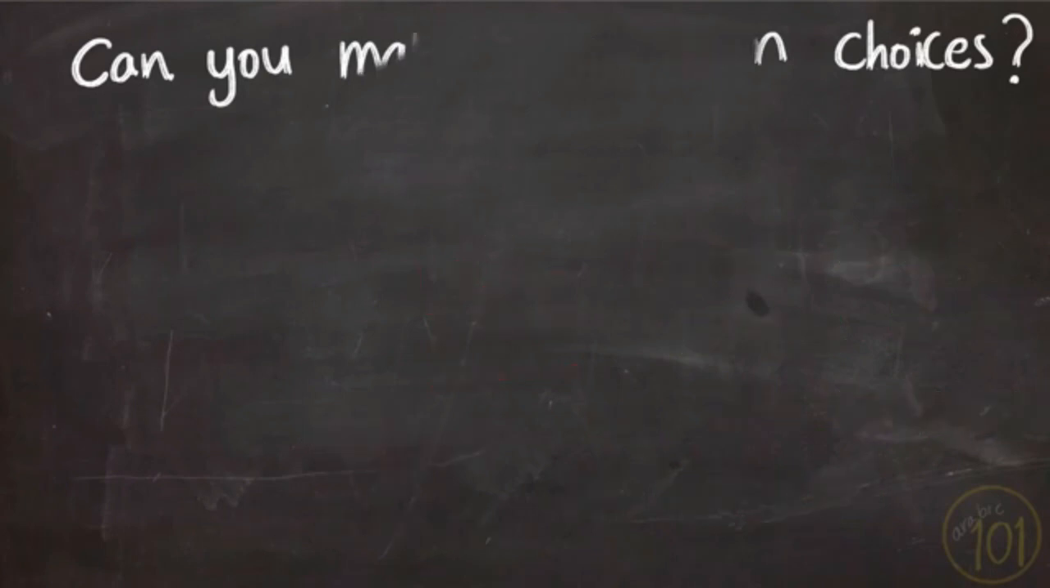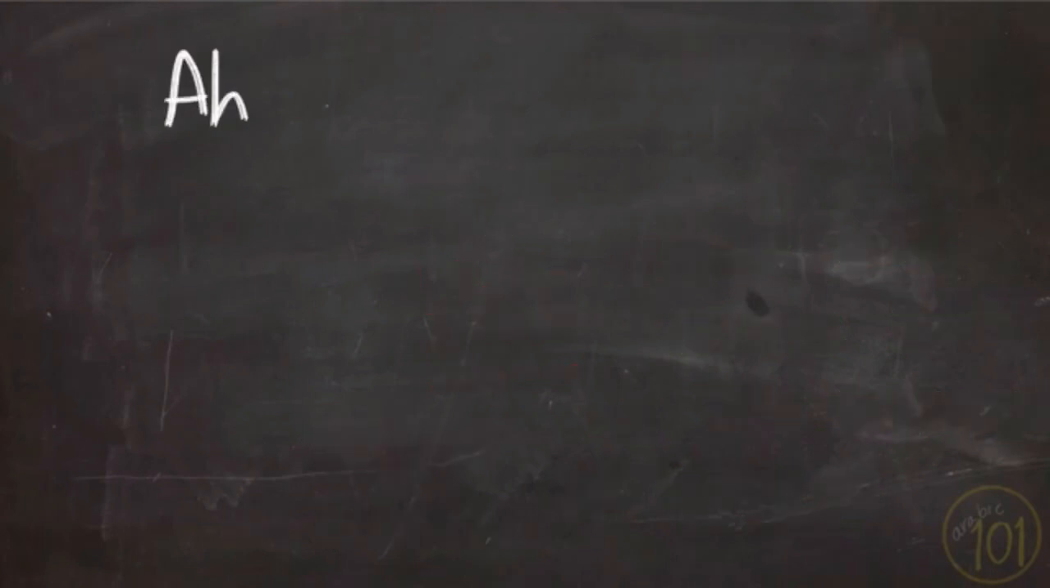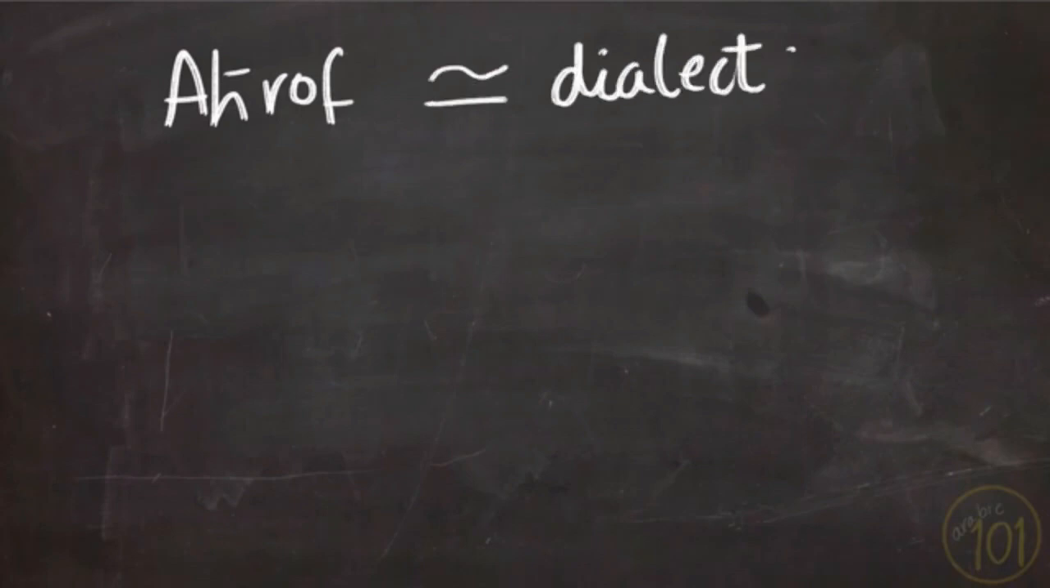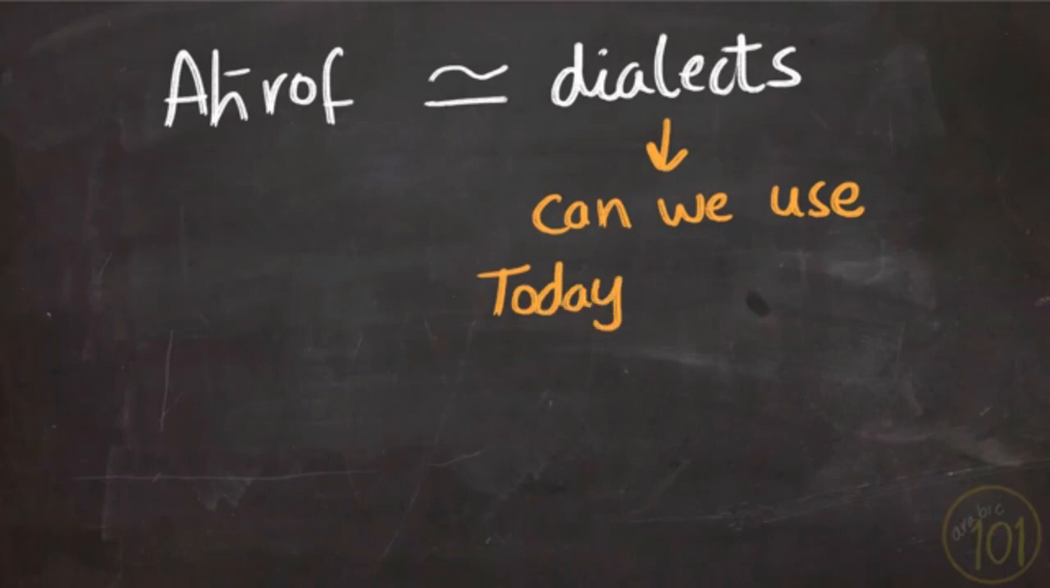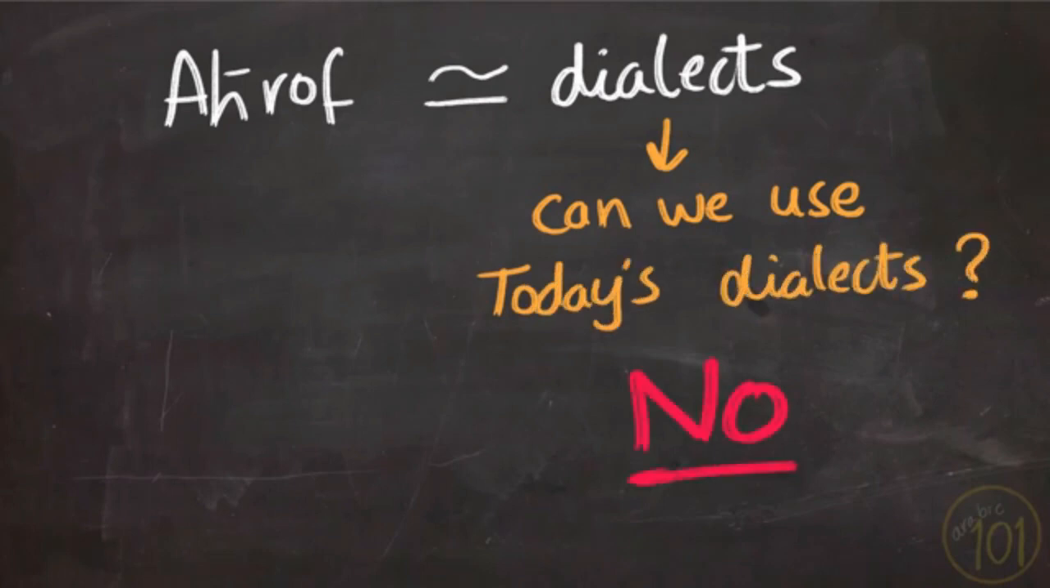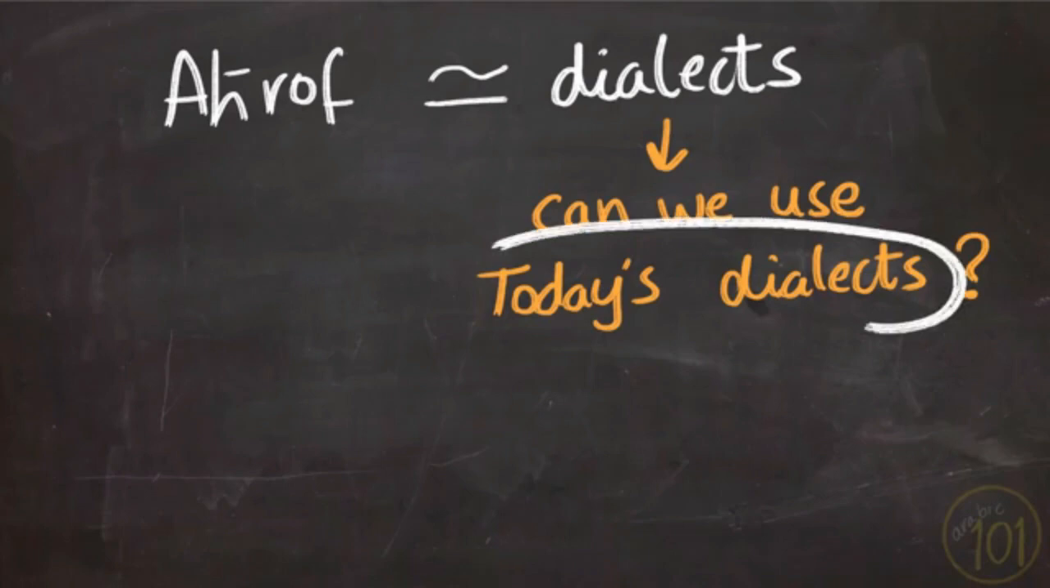And now you would think, well, since Ahraf is just another word for dialects, can we just use the contemporary dialects that we have nowadays for Arabic to read the Holy Quran? And the answer is definitely no, that is impossible. The choices that Allah has made for us are made this way for a reason. The variations of the Holy Quran do not contradict one another and do not change the meaning.